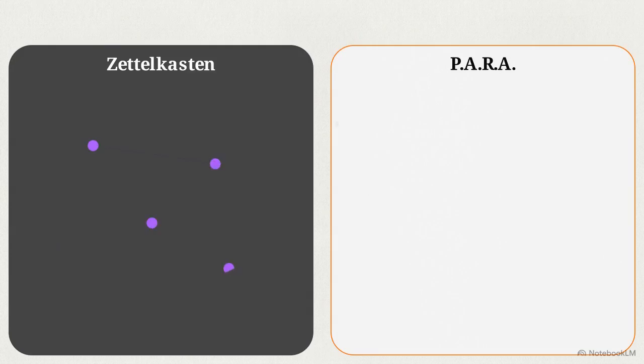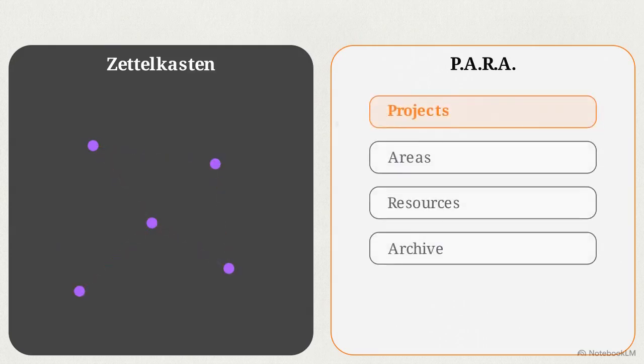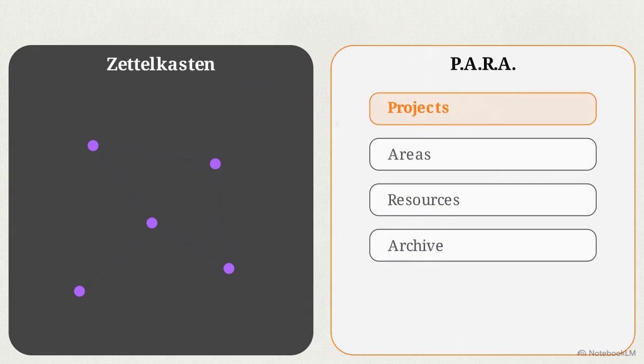On the left, Zettelkasten uses a bottom-up logic network to connect related ideas. On the right, the PARA method structures information top-down, grouping files based on active projects. Apply the PARA method first. Move your note from your inbox directly into an active project folder.